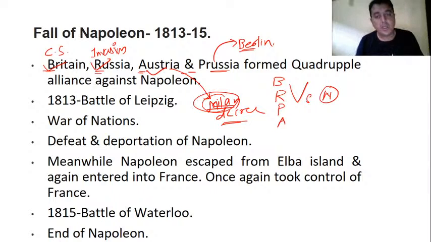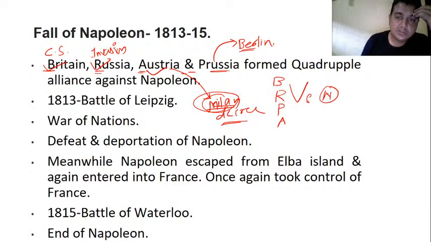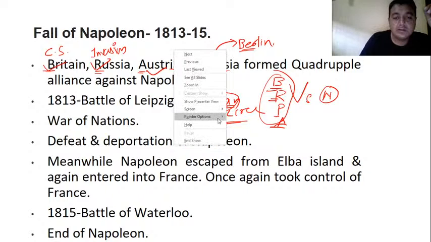If you have common sense, I hope you have, because it's a very uncommon thing, who is going to win? Of course, these four are going to win against Napoleon. Why? Britain was powerful, Austria was a powerful power, Russia was a powerful power of that time, and Prussia was a smaller power. But with the help of these four, the alliance is going to defeat Napoleon. It's very common sense.